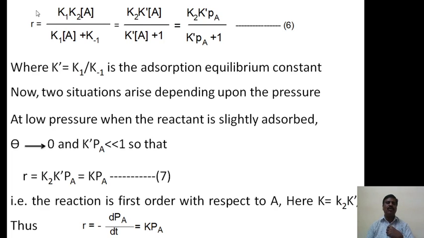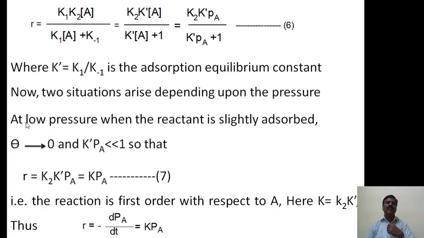You have to take the reciprocal, 1 by R. Then we will get (K1 into molar concentration A plus K minus 1) divided by K1 K2 molar concentration of A. Make it separate, some terms will cancel, and after taking the reciprocal again, we will get K2 K prime molar concentration of A divided by K prime into molar concentration of A plus 1. This can be written as K2 K prime PA, the partial pressure of A, divided by K prime PA plus 1. This is called equation number 6, where K prime is nothing but K1 divided by K minus 1, the adsorption equilibrium constant.